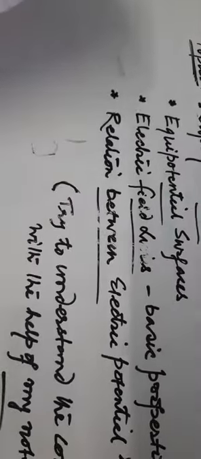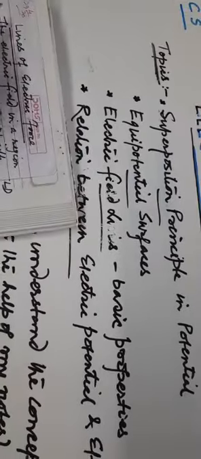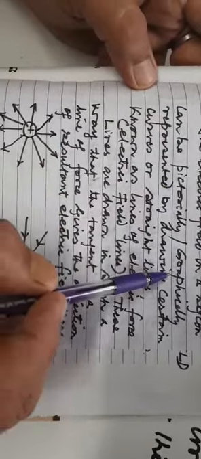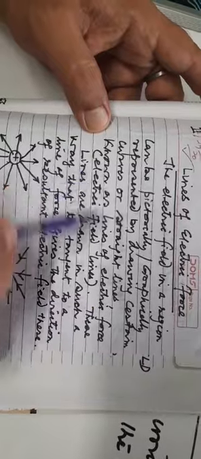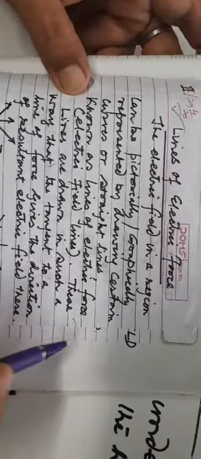Then the next point is electric field lines, basic properties. First of all, we have to understand what electric field lines, or lines of electric force, are. The electric field in a region can be represented pictorially or graphically by drawing certain curves or straight lines, known as the lines of electric force. That is the electric field lines. These lines are drawn in such a way that the tangent to the line of force gives the direction of the resultant electric field there.